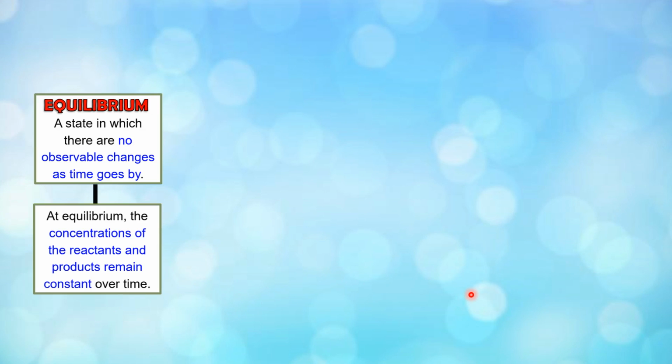Next, equilibrium. Equilibrium is a state in which there are no observable changes as time goes by. So when we observe, there is no change in color, which means the system has already achieved equilibrium. So at equilibrium, what would happen? The concentrations of the reactant and product remain constant over time. So it is constant, no change.